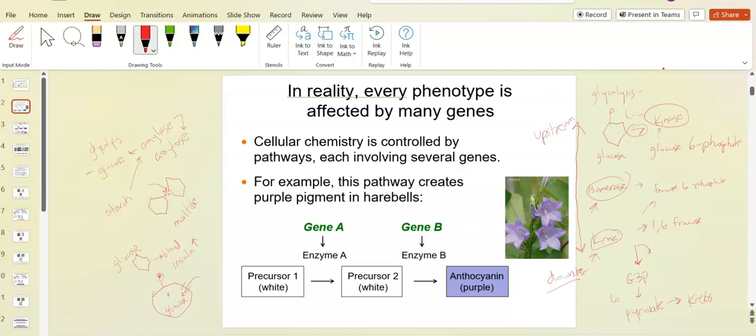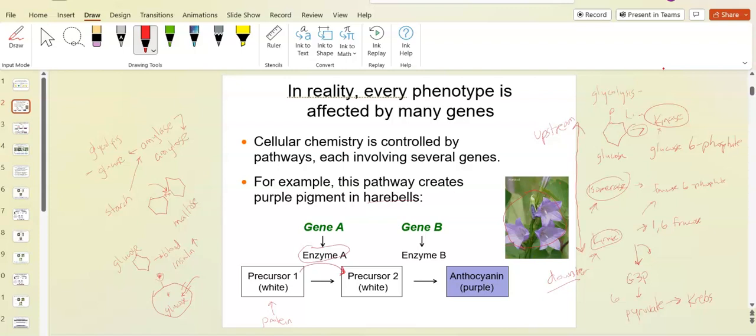Okay, so let's talk about these plants. They're called harebells. And this pathway creates a purple pigment, which makes these flowers purple. So we have an enzyme A that takes the precursor protein. It's white before this enzyme gets a hold of it, and then this enzyme causes a reaction.